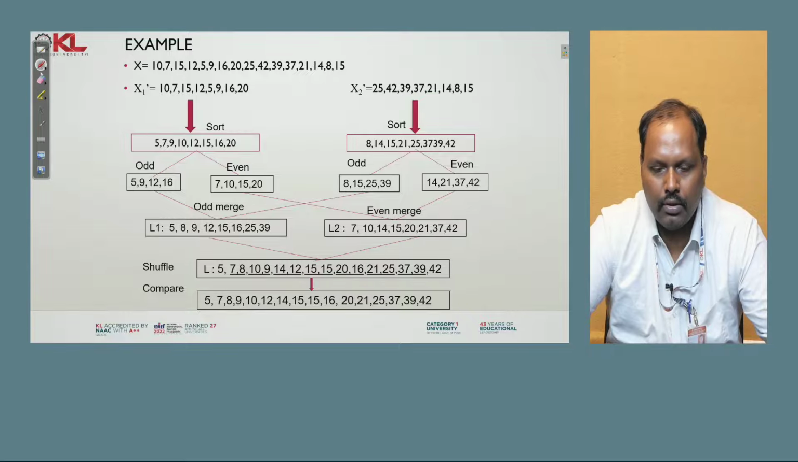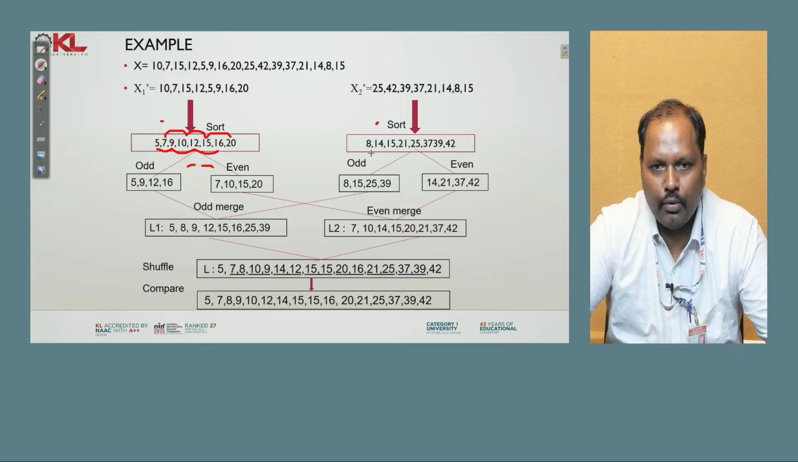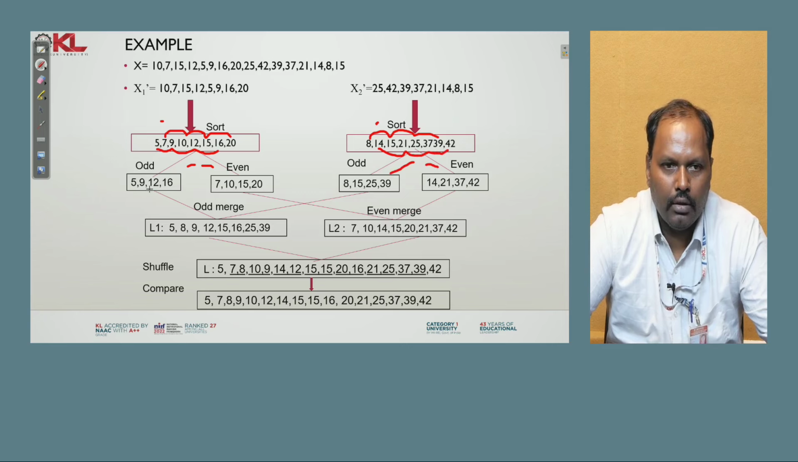Using this, x1 elements are sorted, and x2 elements are sorted. Now in x1, the odd positions hold 5, 9, 12, 16, and the even positions hold 7, 10, 15, 20. In x2 also, the odd positions hold 8, 15, 25, 39, and the even positions hold 14, 21, 37, 42. Odd and even are divided here.